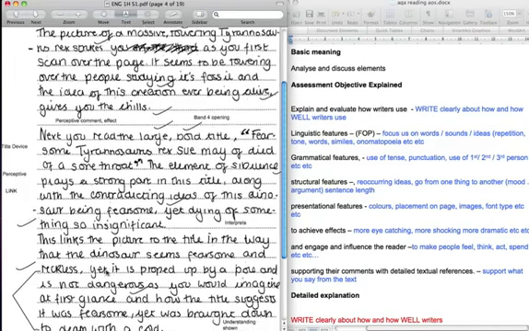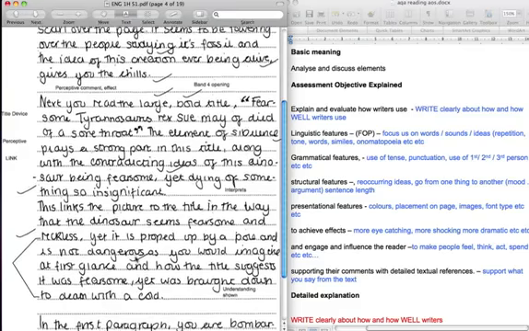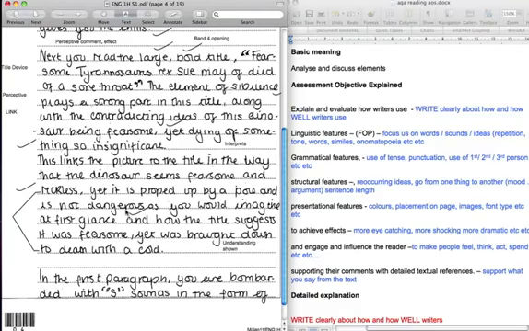This links to the picture of the title, in the way that the dinosaur seems fearsome and reckless, yet it is propped up by a pole and is not dangerous, as you would imagine at first glance, and how the title suggests it was fearsome, yet was brought down to death with a cold.